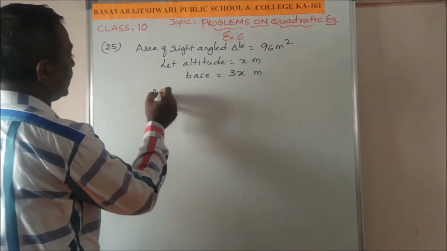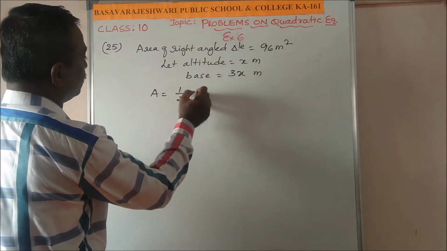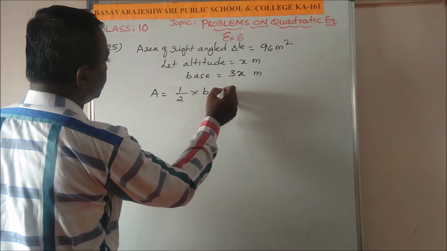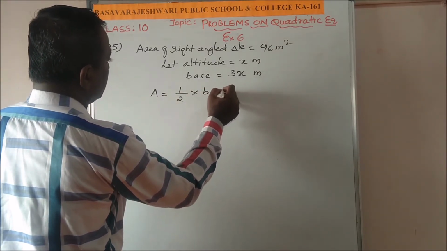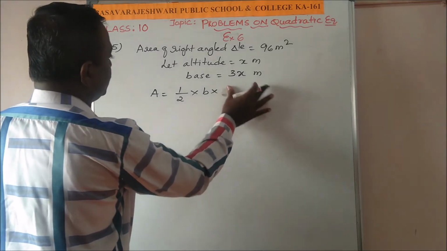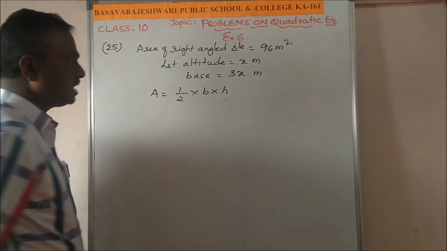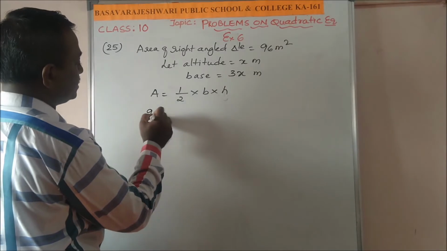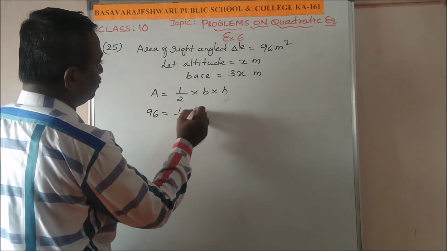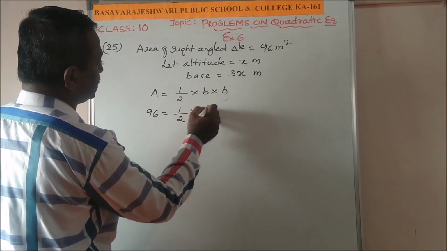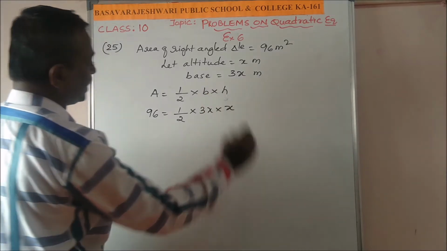So we know the formula. A is equal to half into base into altitude. Half into base into height. Altitude means height. Substitute the values. 96 is equal to 1 by 2 into base is 3x into height is x.